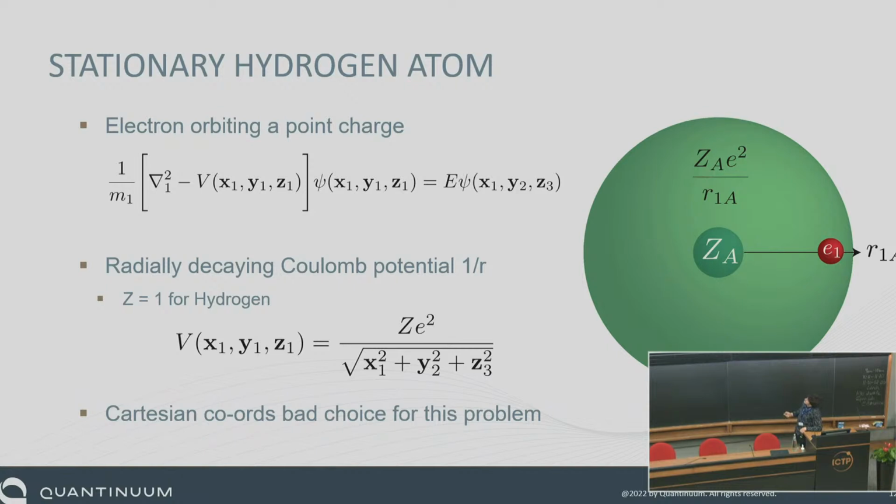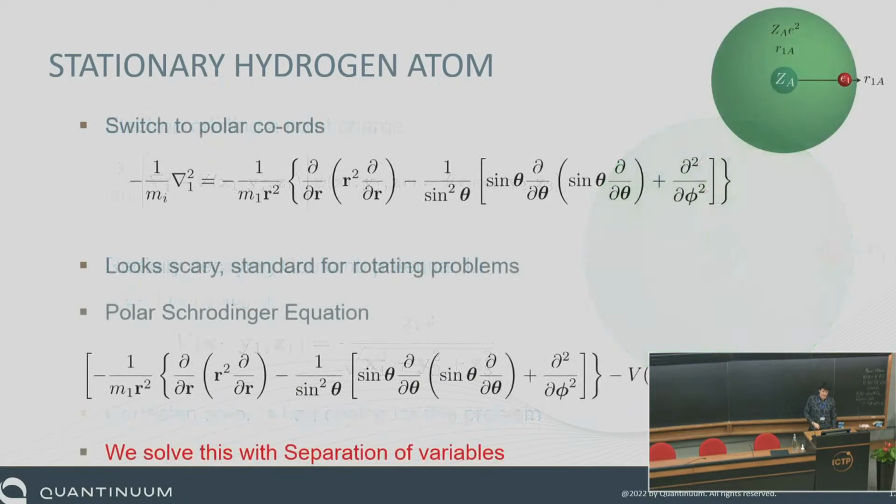So essentially, the potential felt by an electron in the sphere will be dependent on a 1 over r term. Now you can try and solve this problem in Cartesian coordinates, but it's not very natural because you have spherical potentials, right? So you can switch to polar coordinates, which looks terrifying, but as I said before, this is all quite well-known theory from planetary motion and things like that.